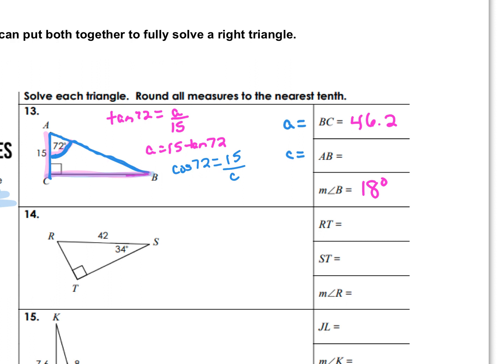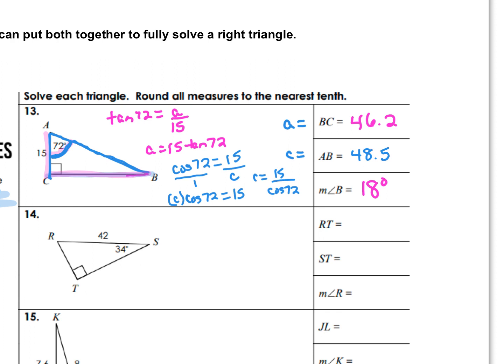And once again, this is a case where we have to cross multiply here. We've got c times the cosine of 72 is equal to 15. So 15 divided by the cosine of 72, and we want to round our answers to the tenth. So what does that give us? 48.5. Okay.